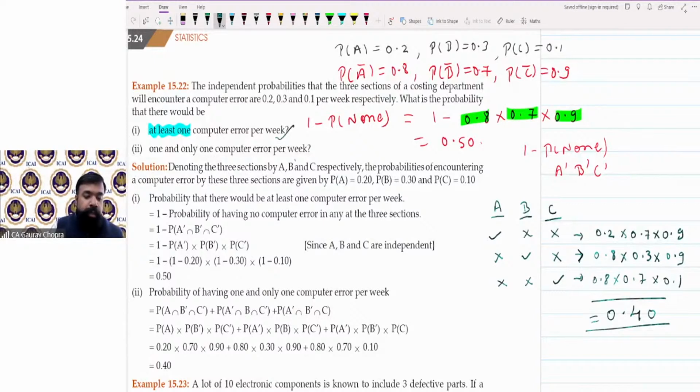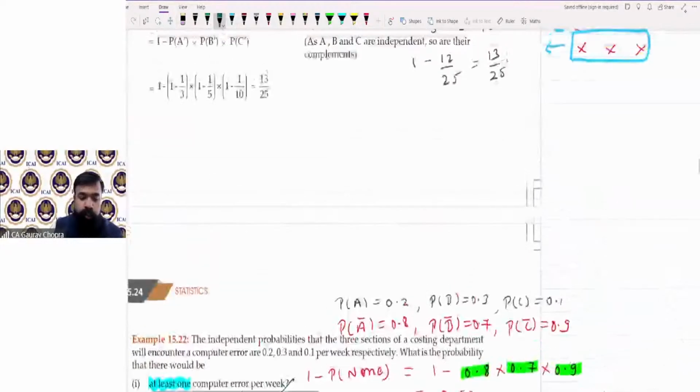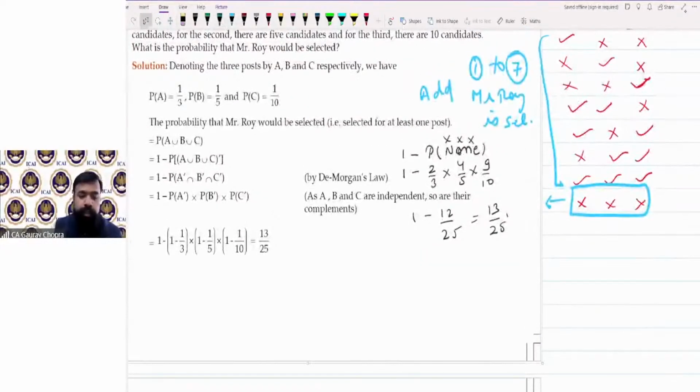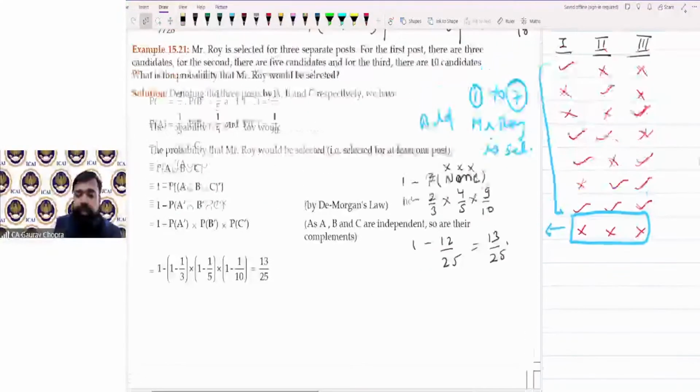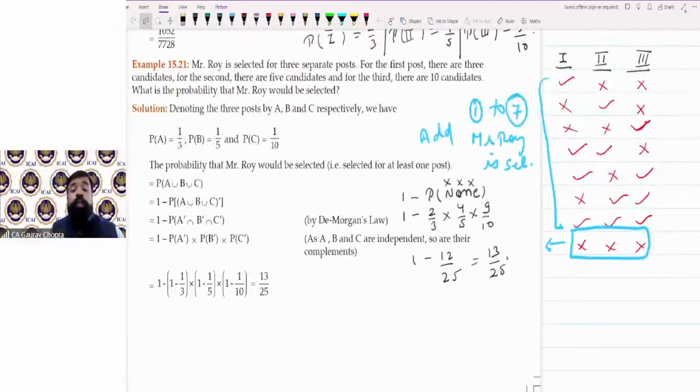So this was example number 22nd. Now there is a doubt from Nikita and Kavya. Okay. So Nikita and Kavya are asking to repeat 15.21. Okay, no worries. Let's repeat 21st example. See, in 21 example, the question was talking about Mr. Roy, that Mr. Roy should be selected.